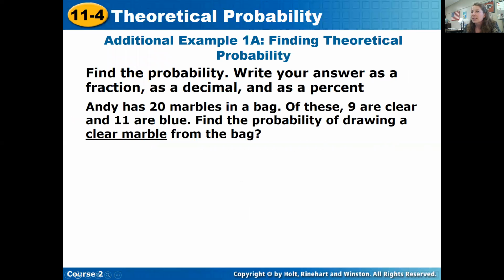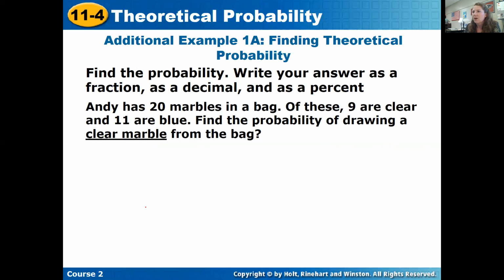All right, find the probability. Write your answer as a fraction, as a decimal, and as a percent. Andy has 20 marbles in a bag. Of these, 9 are clear and 11 are blue. Find the probability of drawing a clear marble from the bag.